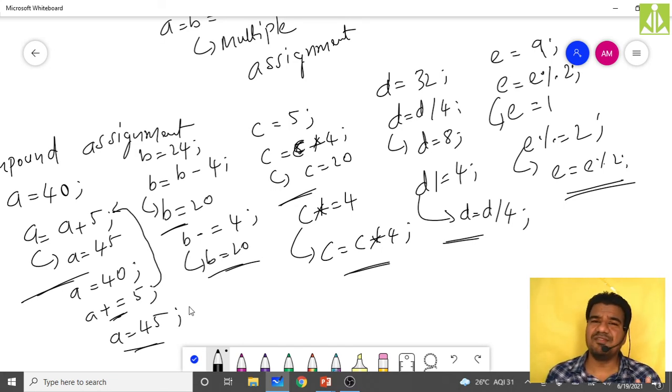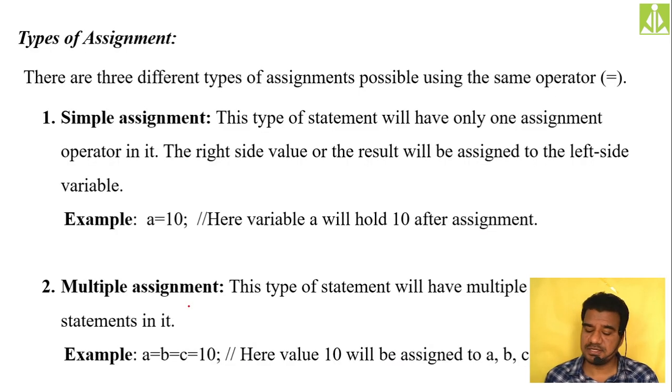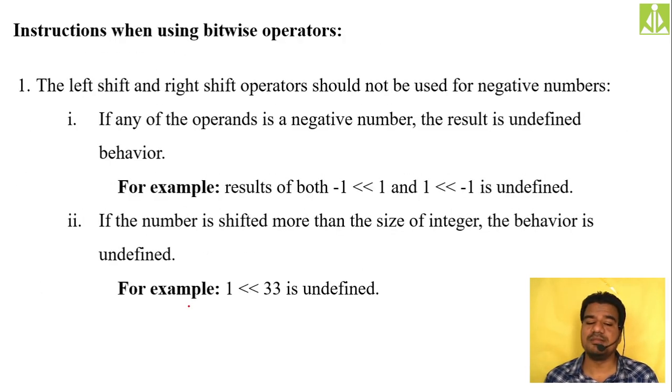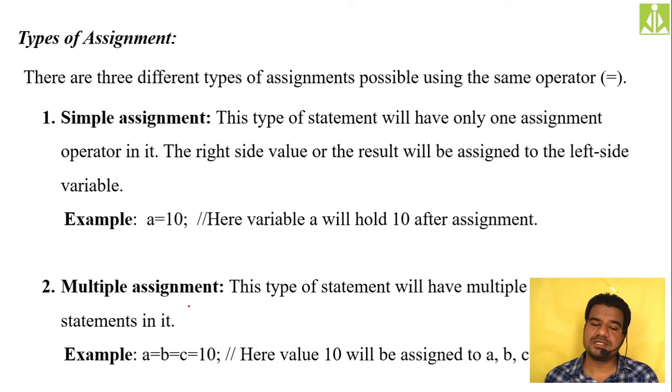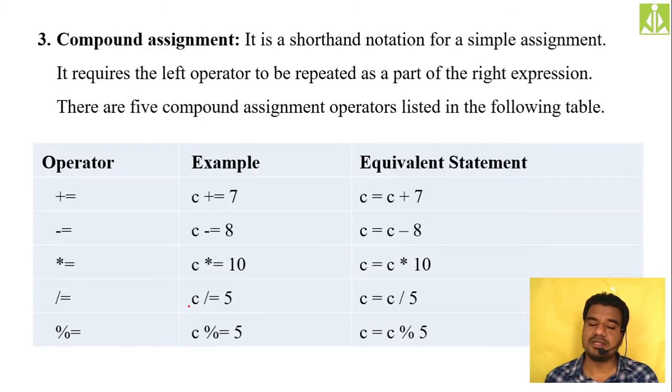So in 3 different ways we can use the assignment operator: simple assignment, multiple assignment, and compound assignment. The 3 different forms we have discussed related to these assignment operators. Okay, assignment operators. The first, the normal form, simple assignment, then multiple assignment, and then the compound assignment we discussed. Here they have given it with more clarity. In this table you can refer to that.